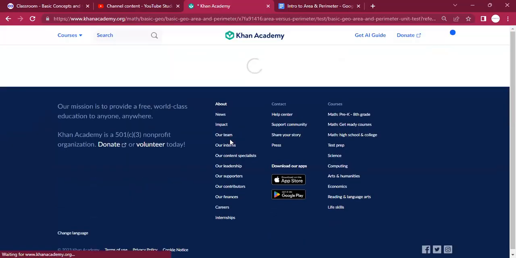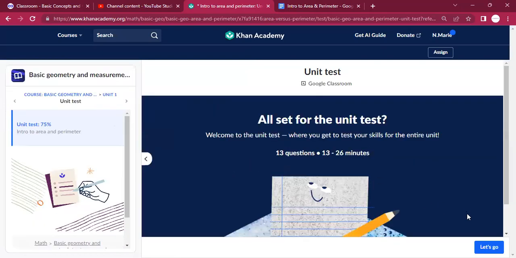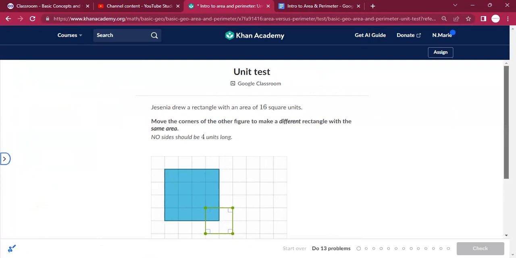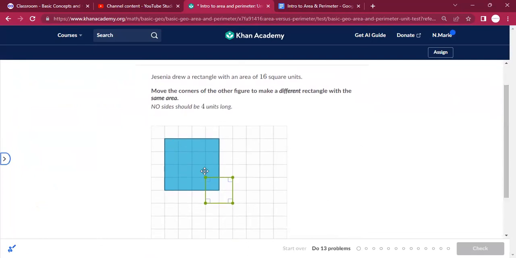Okay, so let's look at some of the questions here on Khan Academy. So Jessica drew a rectangle with the area of 16 square units. Move the corners of the figure to make a different rectangle with the same area. So we could do 2 times 8. So when I think of 16, I think 2 times 8. So 1, 2, 3, 4, 5, 6, 7, 8. These have the same area.